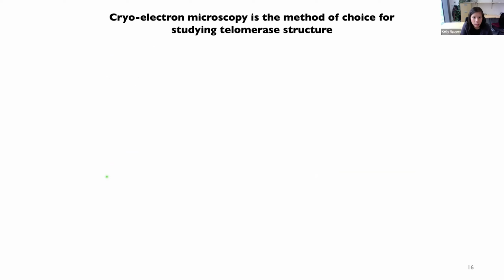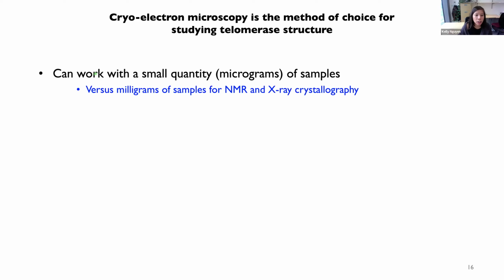I'm going to tell you a little bit why it is really the main method that can be used for studying this enzyme. One of the main advantages of this cryo-EM method is that it can work with a very small quantity, I mean microgram scale of sample, and that's the range we are in for telomerase, what we can make. Whereas for NMR and X-ray crystallography, you need to go to milligrams in terms of sample quantities, and that's really out of the reach of what we can achieve.